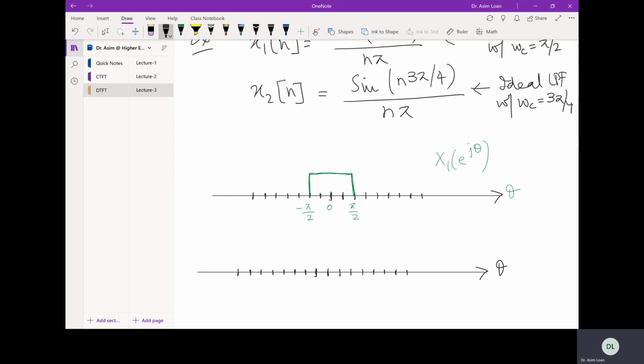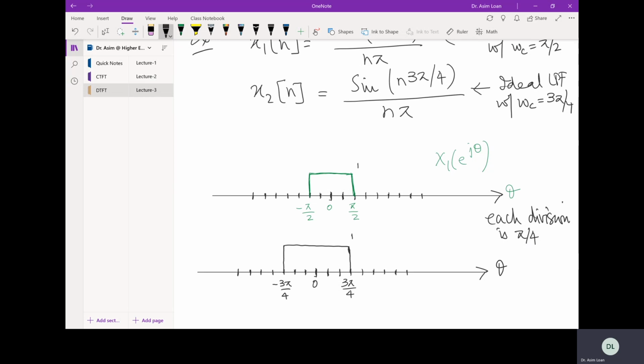So this is theta, and then this is 0, pi by 4, pi by 2, 3 pi by 4. Height is 1, so we don't care about the height. So this is 0, this is 3 pi by 4. So each division is pi by 4. And this is minus 3 pi by 4. And this will repeat at 2 pi.